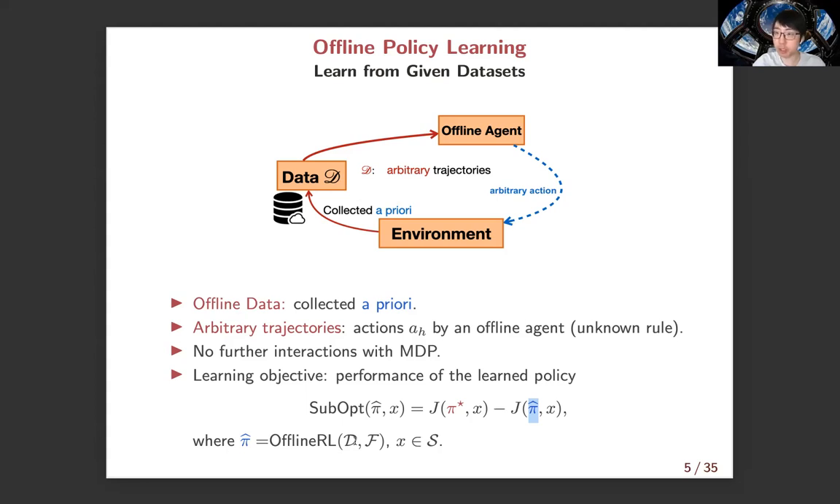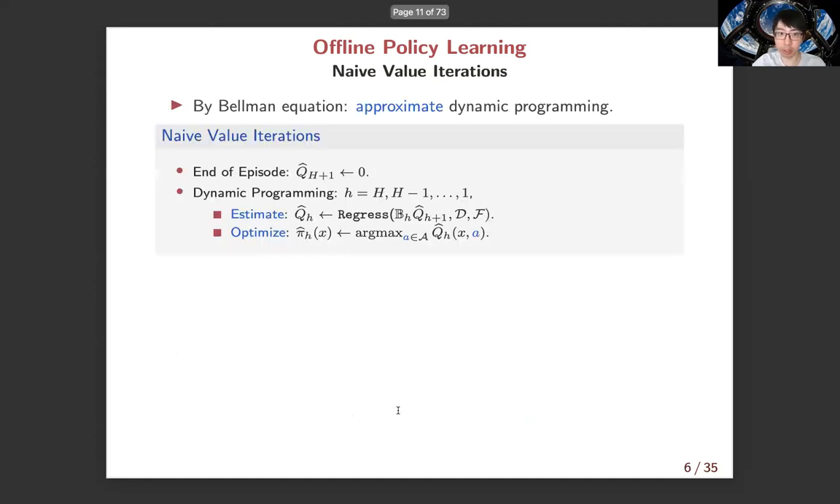So the algorithm just takes two inputs. One is the data set and one is the function class. And X here is the initial state. For example, we can think of a fixed initial state for now. So the Bellman equation actually motivates us to do a very simple algorithm called value iteration. We can just do the recursion.